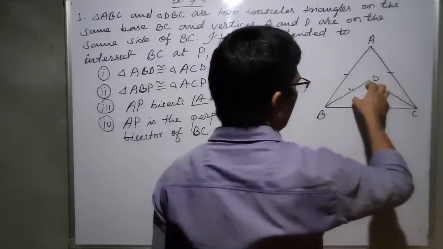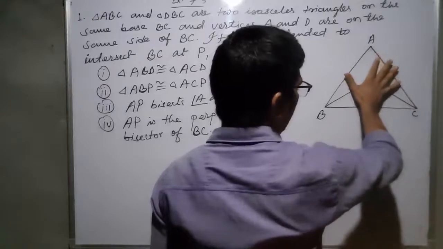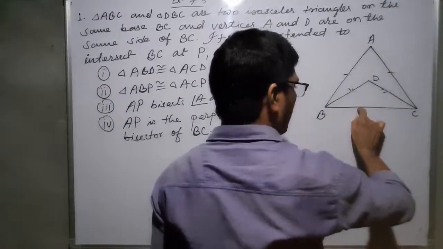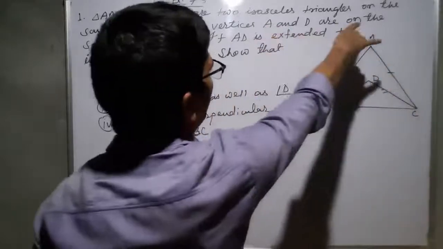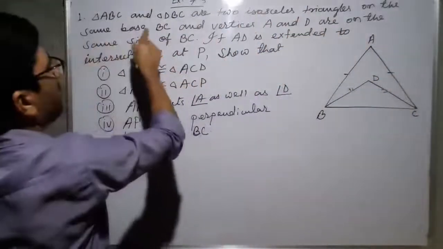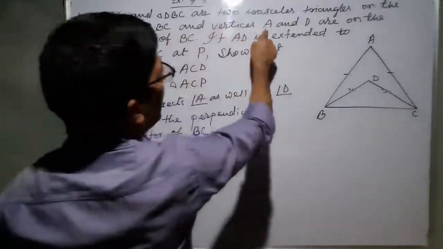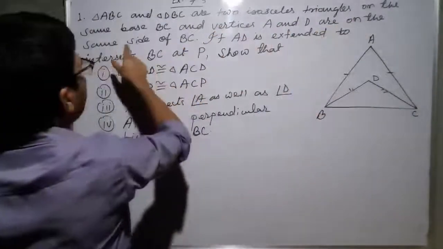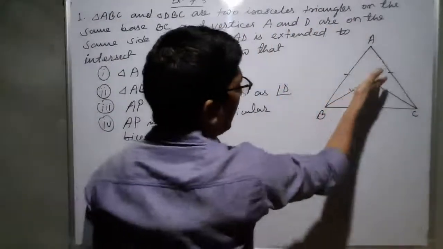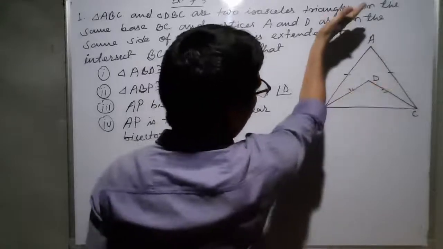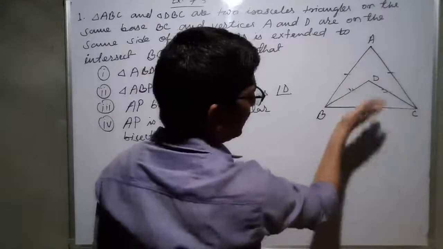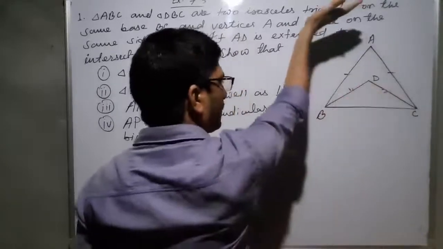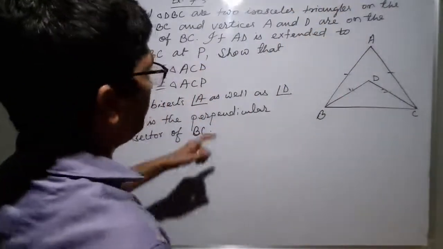Since both are isosceles, this bigger one is an isosceles triangle, and BC is the common base, and A and D are on the same side of BC. So the triangles are on the same base BC, and vertices A and D are on the same side of BC, not either side of BC. That means if D would have been here, then it would be on both sides, but D and A both are on the same side of BC. That is given.